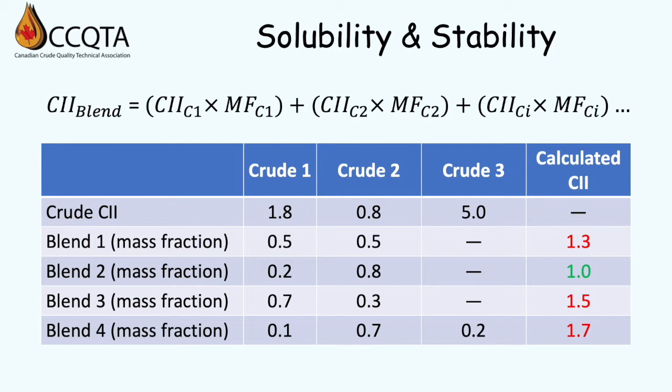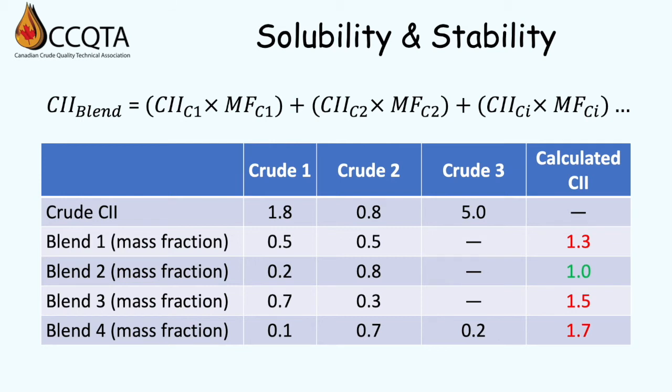Scenario 1 is a simple 50-50 blend of crudes 1 and 2 and has a CII of 1.3. Scenario 2 is a blend of 20% crude 1 and 80% crude 2 and has a CII of 1.0. Scenario 3 is a blend of 70% crude 1 and 30% crude 2 and has a CII of 1.5. And lastly, Scenario 4 is a blend of 10% crude 1, 70% crude 2, and 20% of an opportunity crude that's been suggested. This blend has a CII of 1.7.